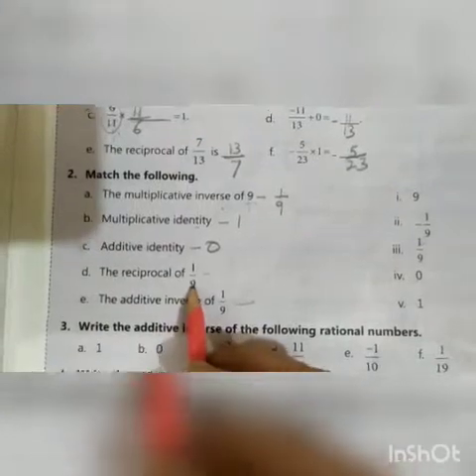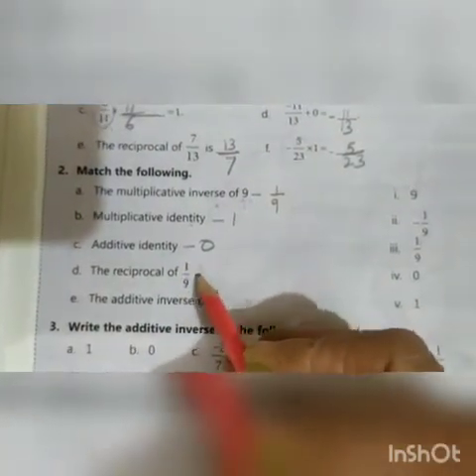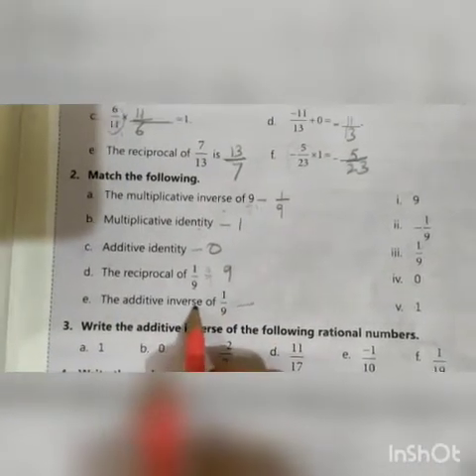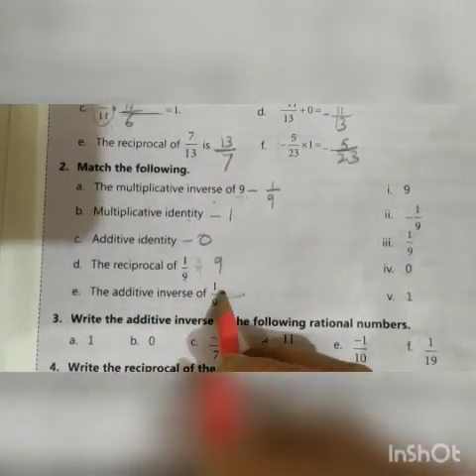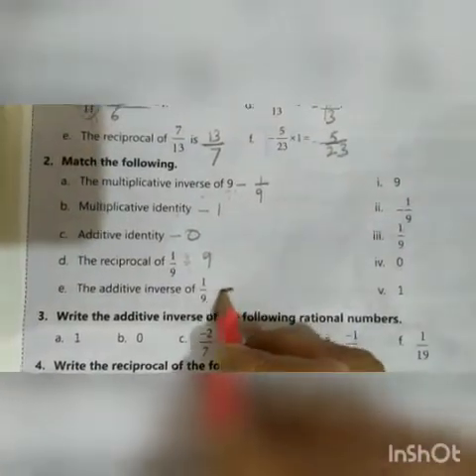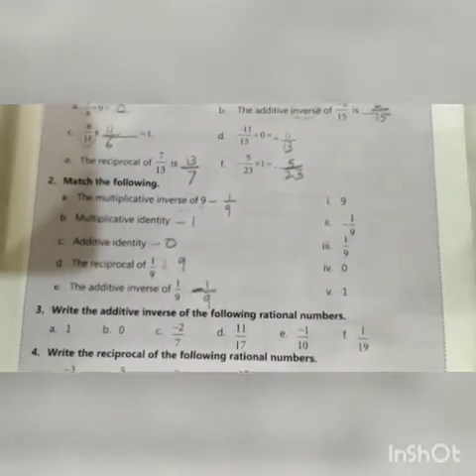Reciprocal of 1 upon 9. Its reciprocal will be 9 upon 1. 9 upon 1 means 9. The additive inverse of 1 upon 9. In additive inverse, we change the sign. So additive inverse of 1 upon 9 is minus 1 upon 9. You will do question number 1 and 2 in the notebook. Clear?